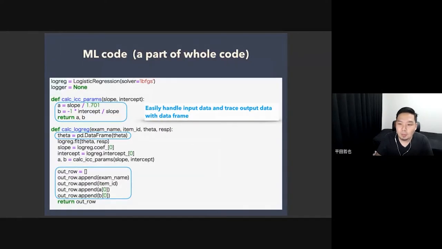So this is a sample ML code with logistic regression. This code uses dot append and a data frame. So it can make researchers easily handle input data and trace output data with a data frame.